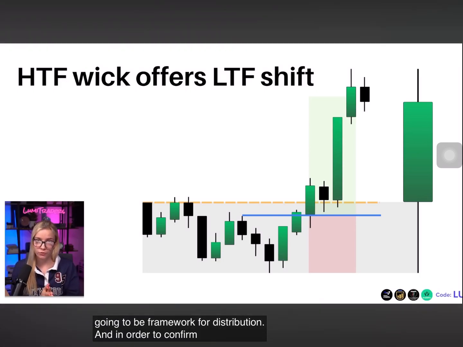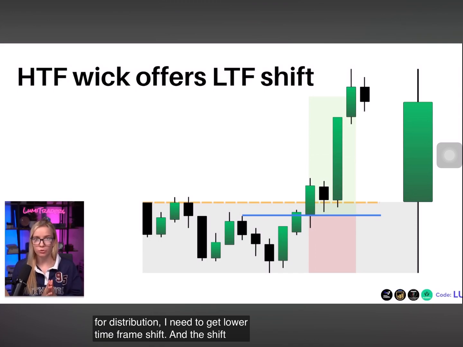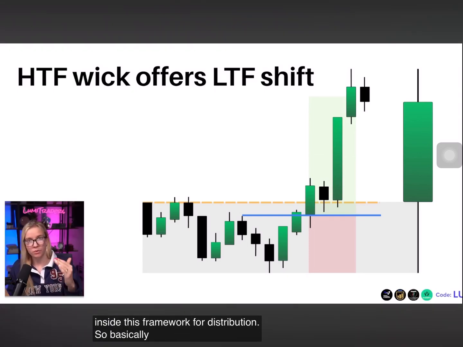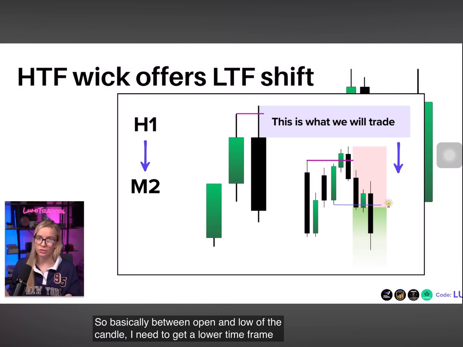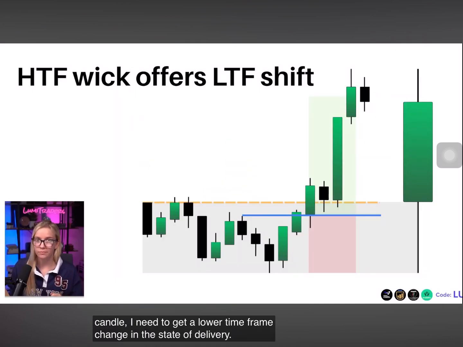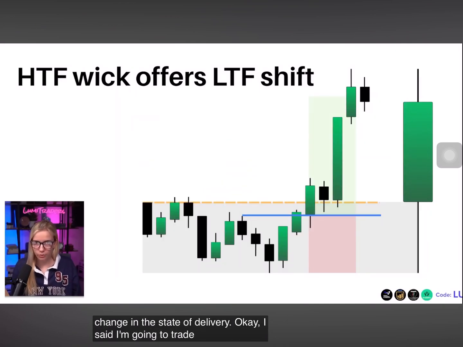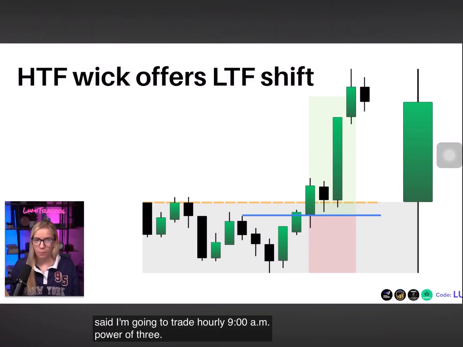And in order to confirm this framework for distribution, I need to get a lower time frame shift, and this shift is going to be confirmed by an order block. Only inside this framework for distribution, so basically between open and low of this candle, I need to get a lower time frame change in the state of delivery. Okay, I said I'm going to trade the hourly 9 a.m. power of 3, but which time frame should I use to confirm this?